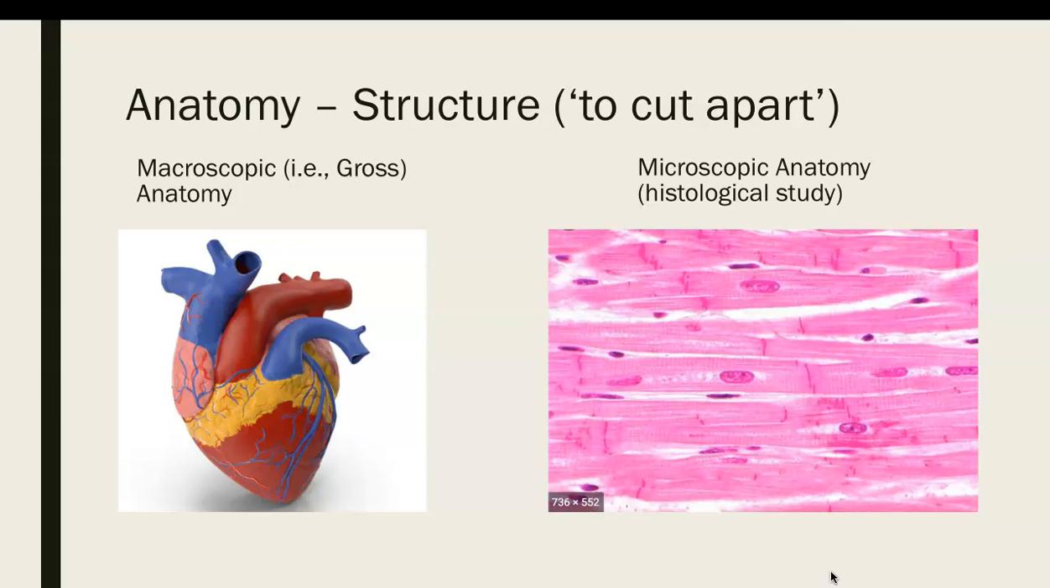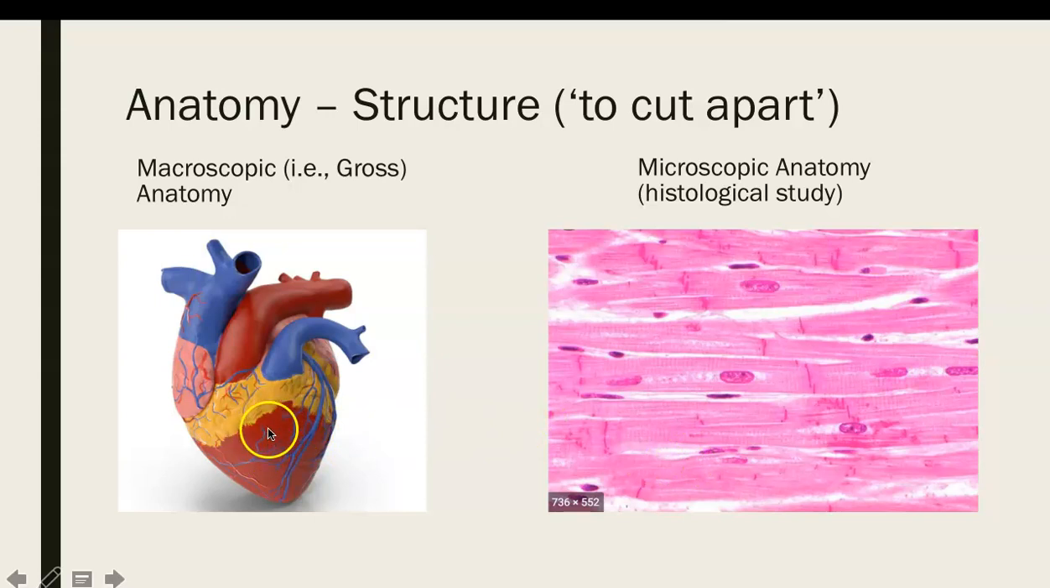You can either look at the macroscopic, that is what you can see with your naked eye without the aid of an instrument, and that would be what we call gross anatomy. On the left-hand side of your slide here, you've got the heart. And if you were to do a dissection and open up the chest of a human, you would see the heart pretty much in the shape that you're seeing right there.